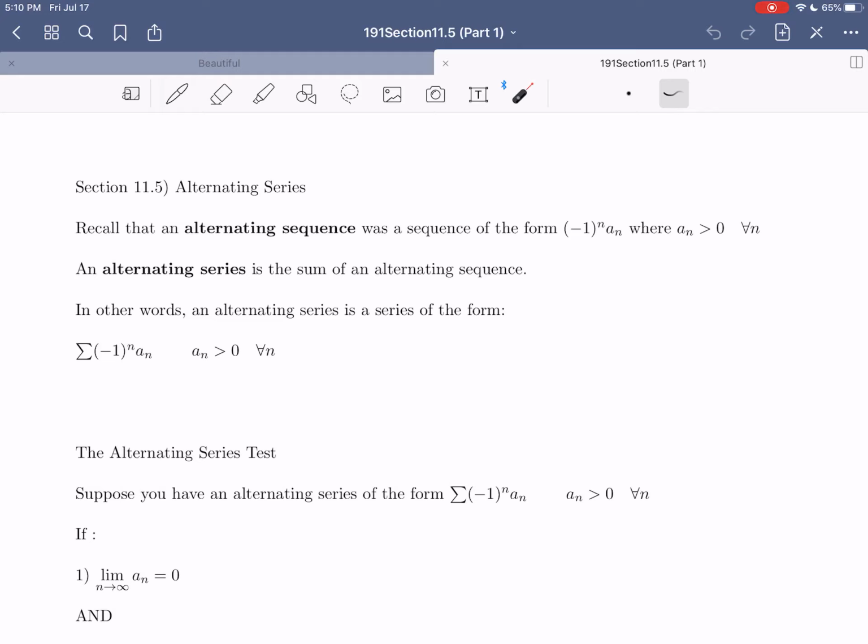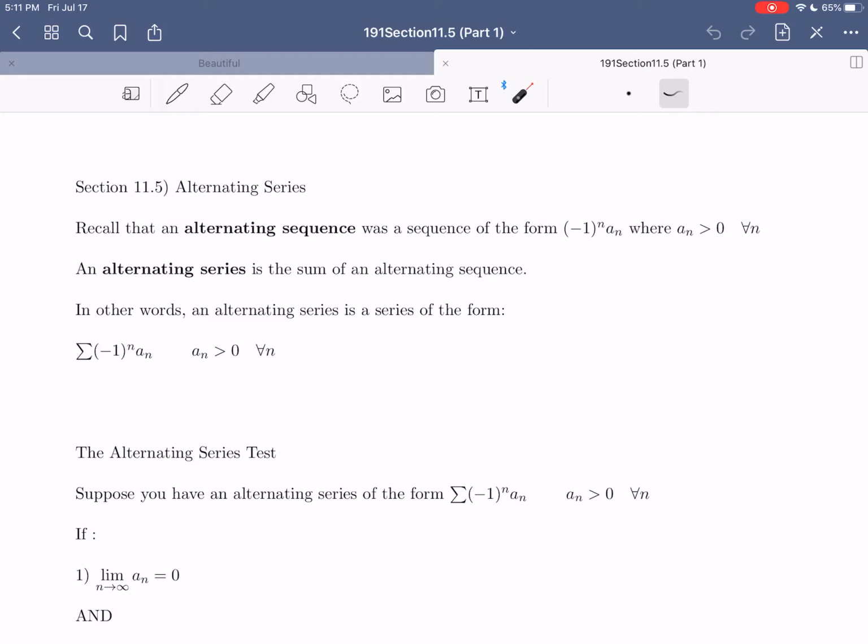So that was an alternating sequence back from 11.1, and we learned how to analyze those by simply saying that if the limit of those sequences went to 0 in absolute value, then the alternating sequence converged to 0. If the limit in absolute value went anywhere else, well, then we said that the alternating sequence was actually going to diverge by oscillating or simply not existing.